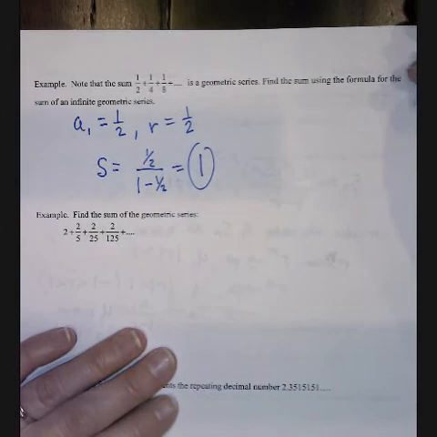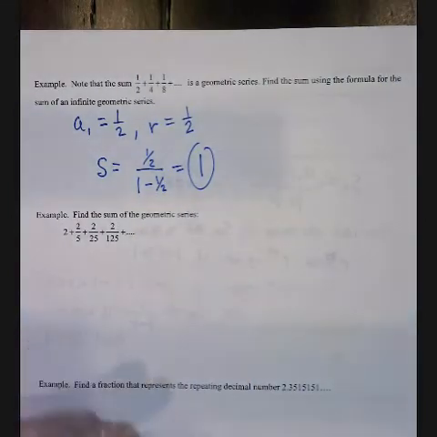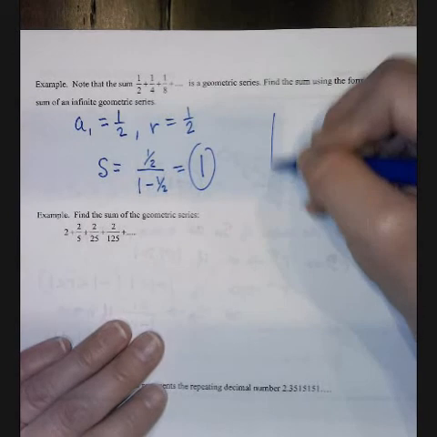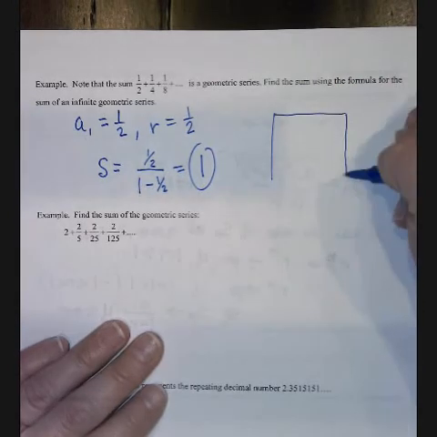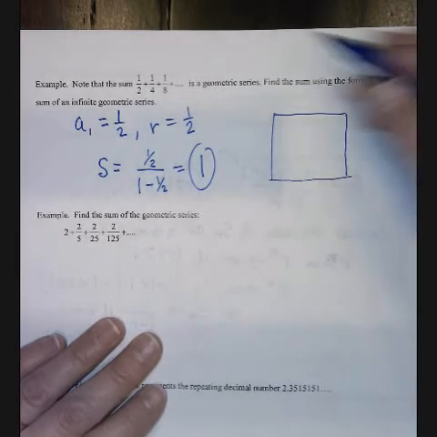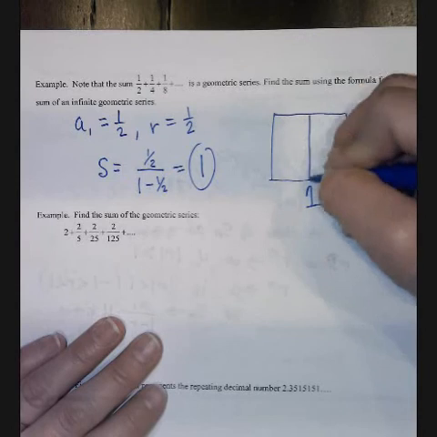So a real simple formula to use. And this one is actually really easy to verify using a geometric argument. If you take a whole of something, I'm going to use a box, or a square I should say, and this is your whole, this is 1. Cut it in half, right?